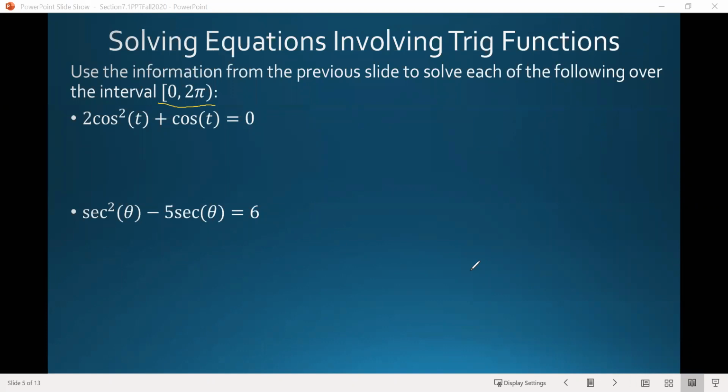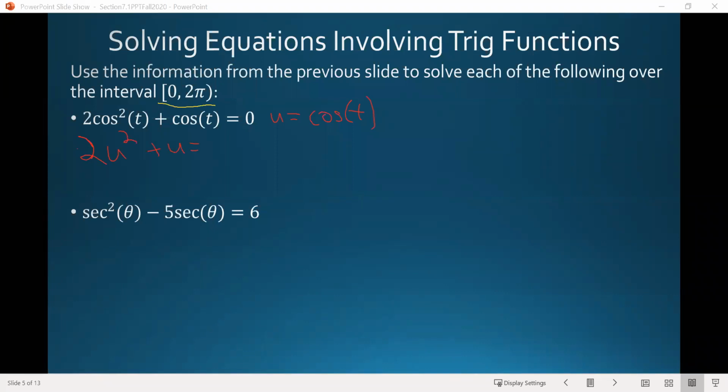And what we're going to do to start here is we're going to use a u substitution like we've used in chapter 6. However, in this case, instead of having u be something that's inside of a trig function, we're actually going to have it be a trig function itself. So I'm going to have u equal cosine of t in this case. And then when I do that, I can replace everywhere where I see a cosine of t in this equation with u. So this will become now 2 times, since it's cosine squared, this will now be u squared plus u equals 0.